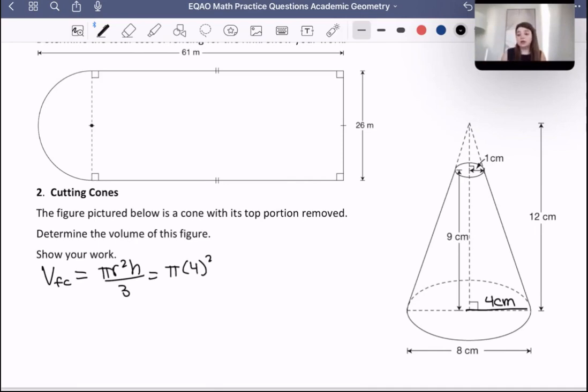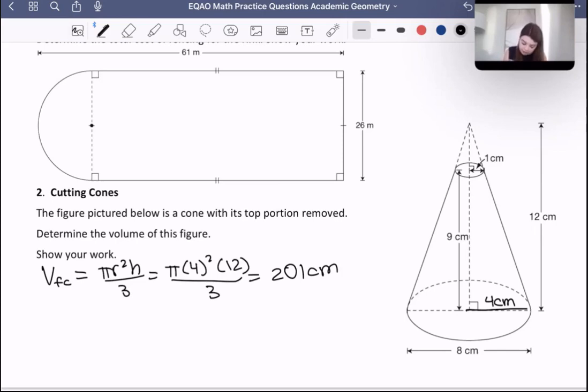So that's what we're going to use. We're not going to use the 9. We're going to use the full one because right now we're finding the volume of the full thing. The 9 will come in handy later, but for now we're using the 12. We're pretending that nothing's been chopped off yet. Okay, then let's figure it out. 16 times 12 divided by 3 times pi is about 201. Okay, so total it's 201 centimeters.